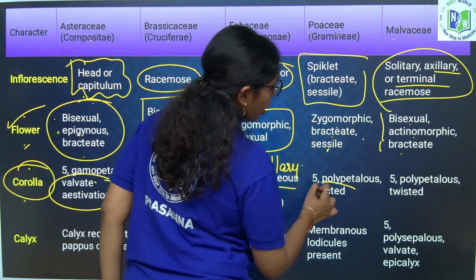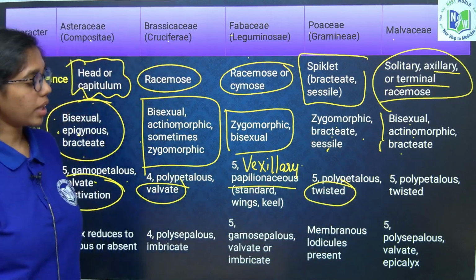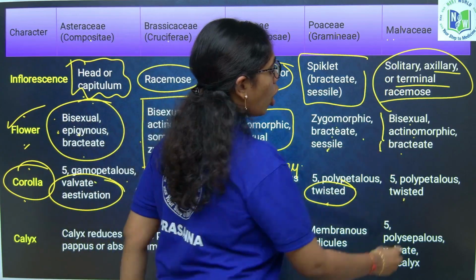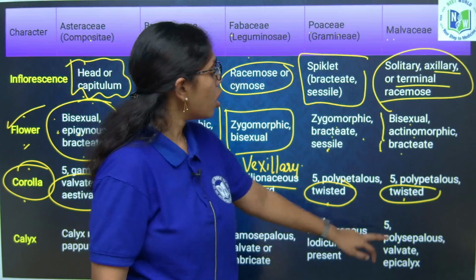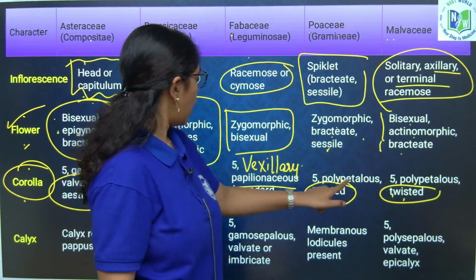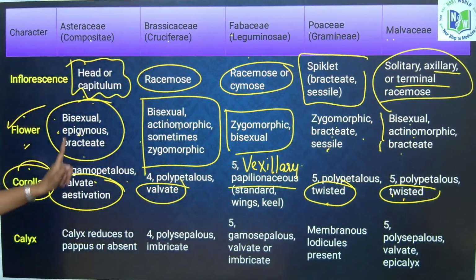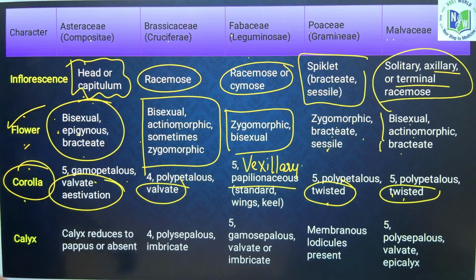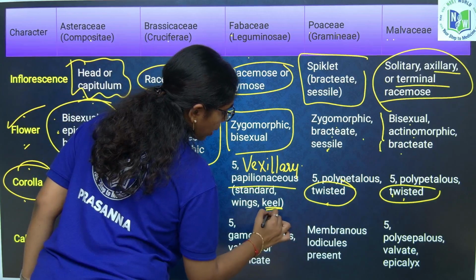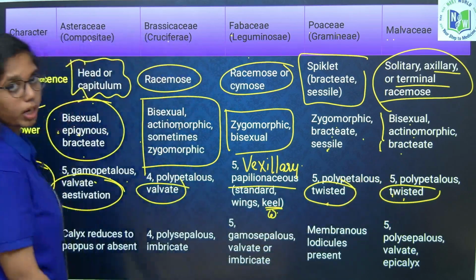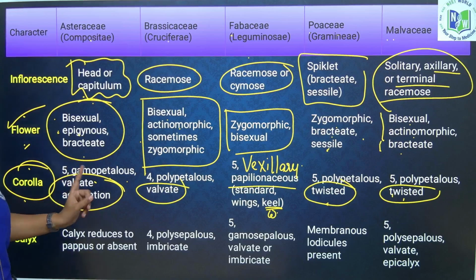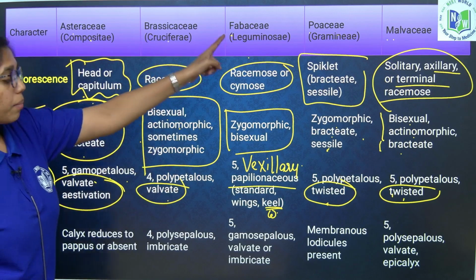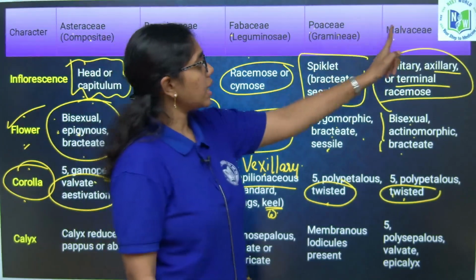Poaceae members will show twisted aestivation, lodicules, right? Poaceae members will show twisted aestivation. Then Malvaceae corolla also shows twisted aestivation. So here all are polypetalous, except Asteraceae members, keep it in your mind. And here only two keel petals are fused, rest everything are polypetalous only. And do remember the type of aestivation: Asteraceae, Brassicaceae, corolla is valvate aestivation, Fabaceae vexillary aestivation, Poaceae and Malvaceae again twisted aestivation.